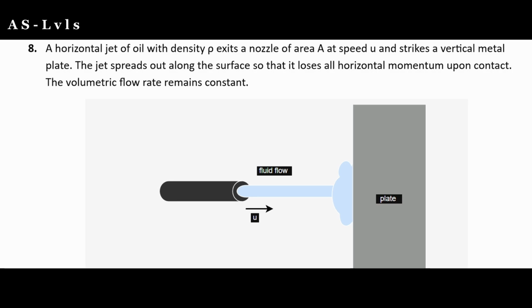Question 8. A horizontal jet of oil with density ρ exits a nozzle of area A at speed u and strikes a vertical metal plate. The jet spreads out along the surface so that it loses all horizontal momentum upon contact. The volumetric flow rate remains constant. Determine the magnitude of the horizontal force exerted on the plate by the oil jet.